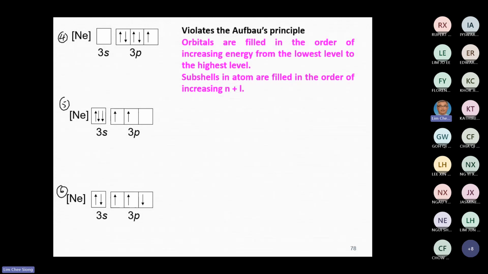So orbitals are filled in order of increasing energy from the lowest to the highest level. So subshells in an atom are filled in order of increasing n plus l number that we have. Okay, number 5. Okay, come, number 5.